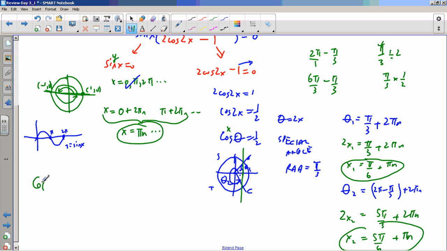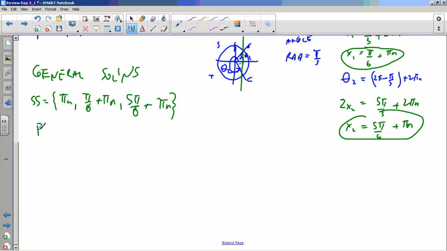So the general solutions are, from the first one, I've got pi n. Solution set equals, and then I've got pi over 6 plus pi n, and then I've got 5 pi over 6 plus pi n.